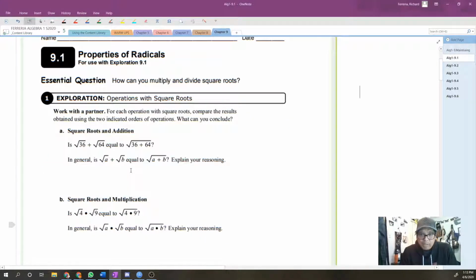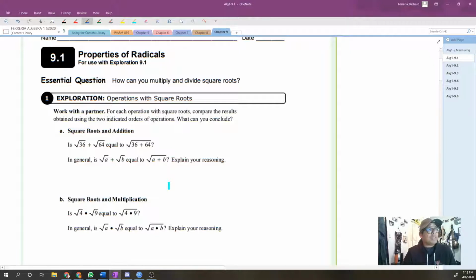This section begins with a lot of, are these equivalent? And these are basically challenging us to try to figure out what the rules of square roots really are. So this first example that we have here is radical 36 plus radical 64 equal to radical 36 plus 64. So let's check it out.